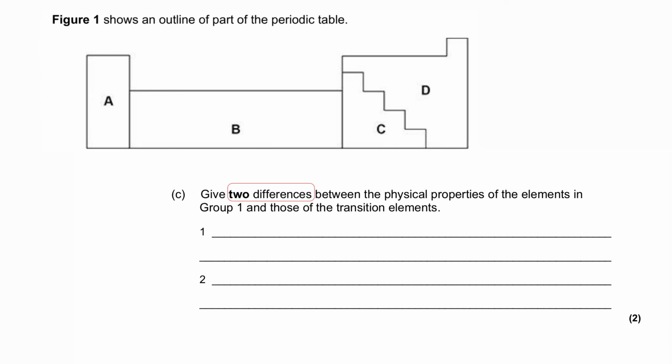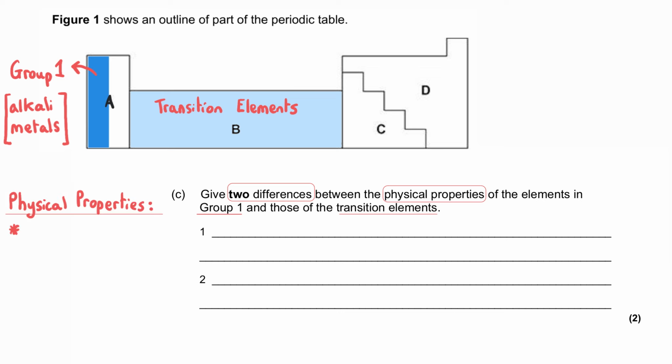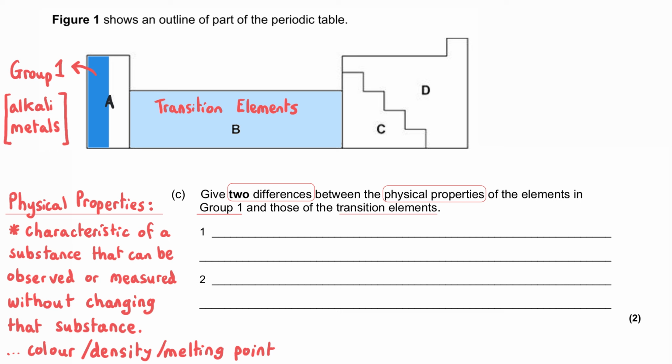Give two differences between the physical properties of the elements in group 1 and those of the transition elements. Well, the transition elements are in area B of this periodic table, and group 1 is on the left-hand side. That's the alkali metals. So we're comparing those two parts of the periodic table. Additionally, we're comparing the physical properties of these elements. And a physical property is a characteristic of a substance that can be observed or maybe measured without changing that substance's chemical identity. So, for instance, its colour, its density, and its melting point.